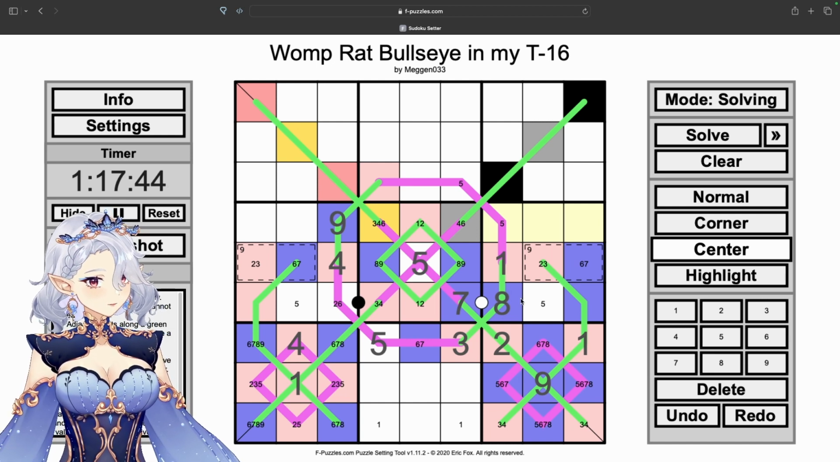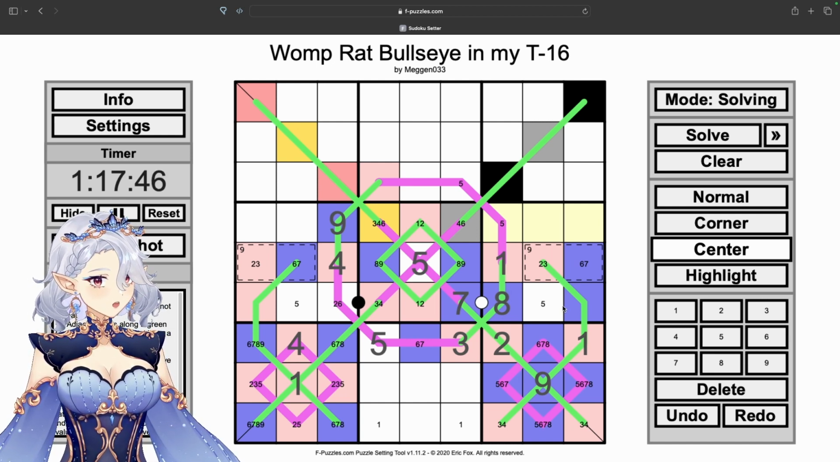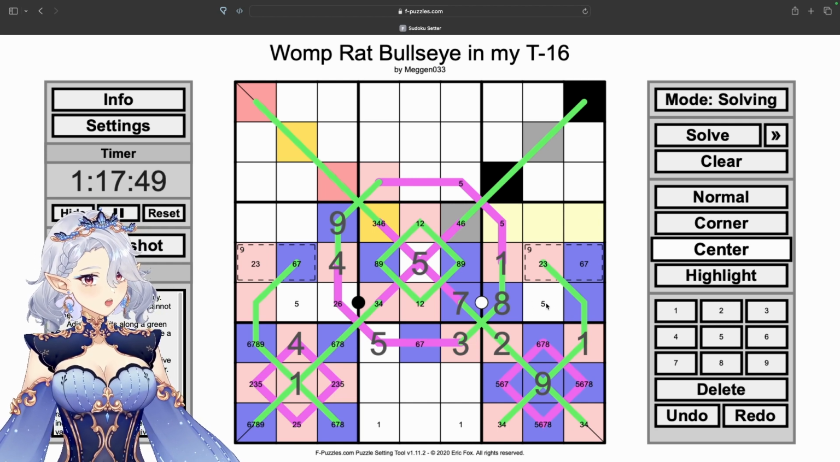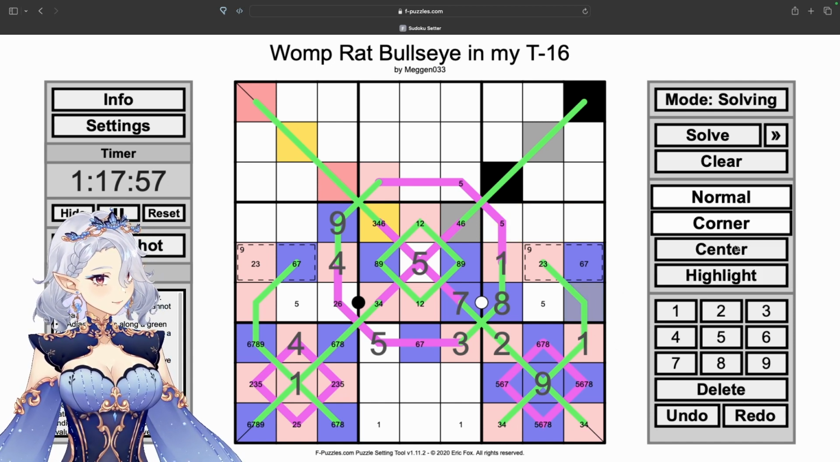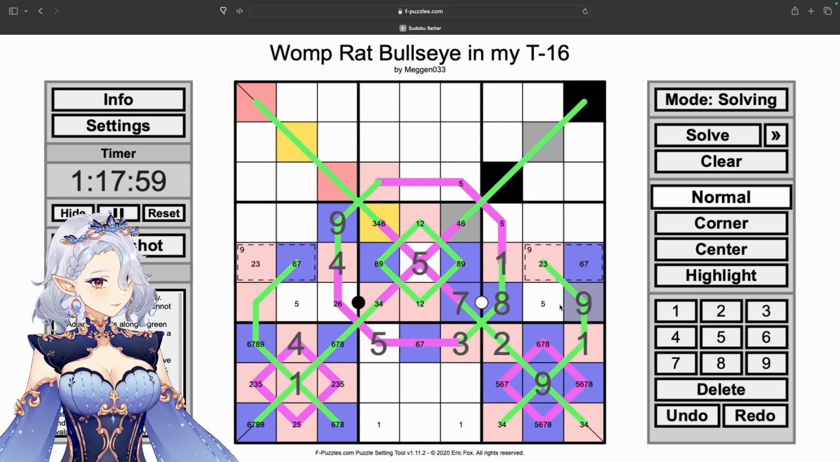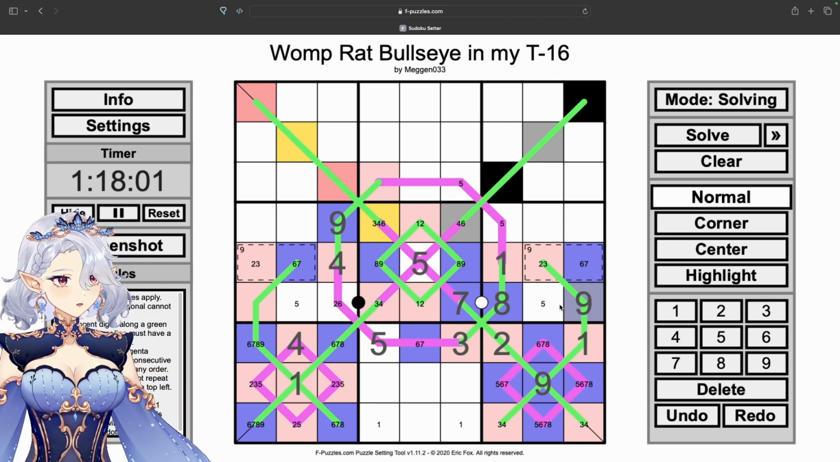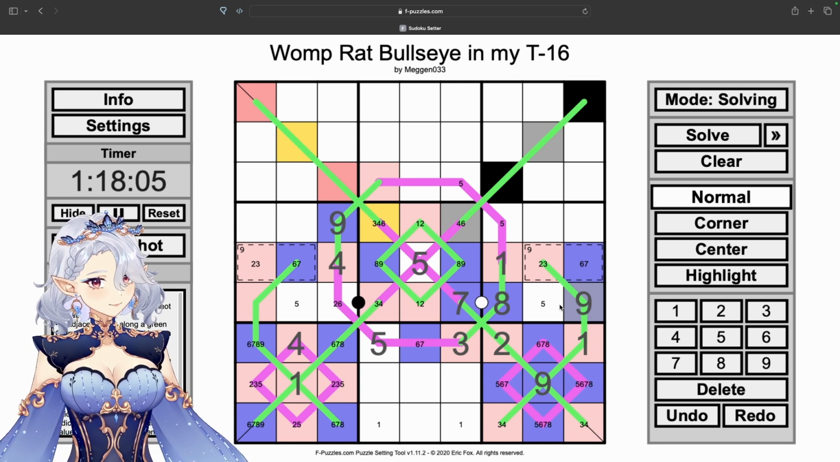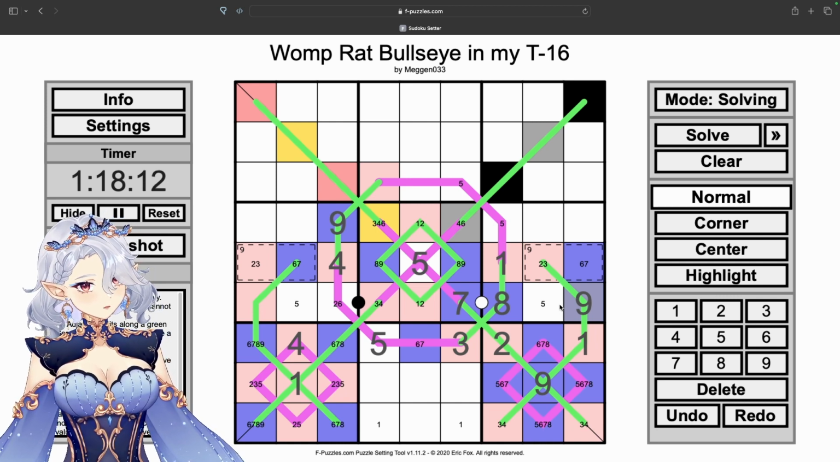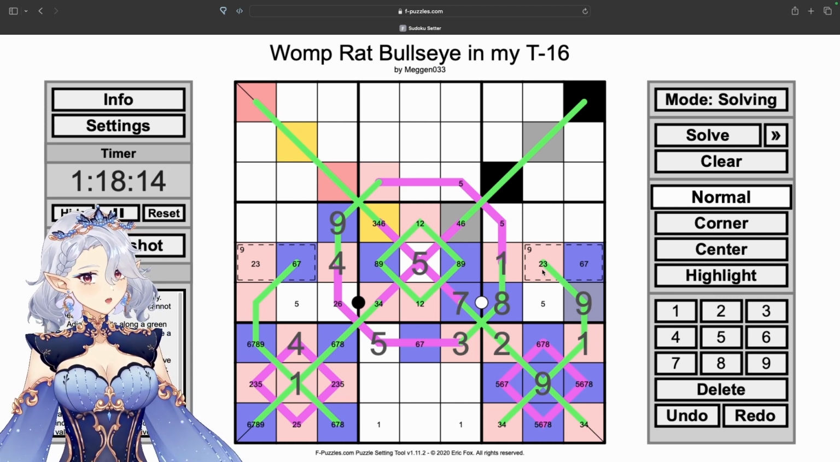This one is already 8. And this one, even if it would be a high space, it cannot be 9 because of this 9 here. So this is the only space that can be a 9. Doesn't tell us much about the killer cage here.